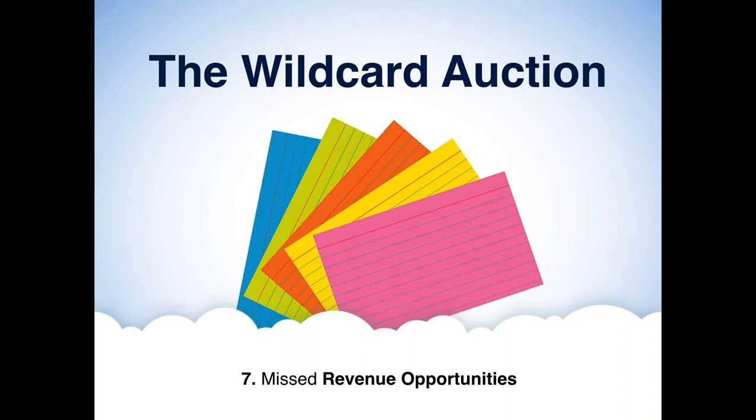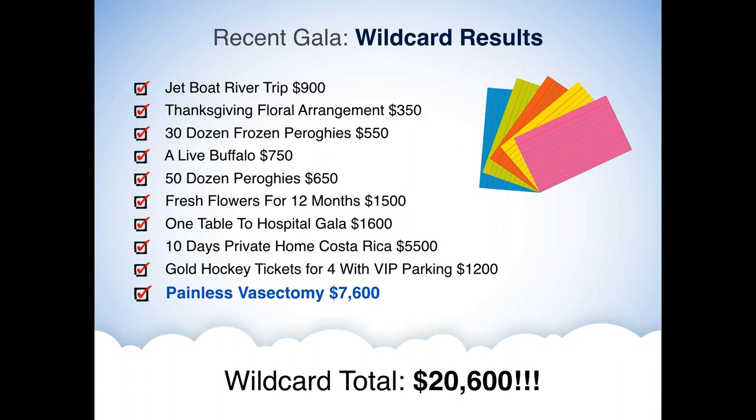So I'm going to show you a slide here of what I would call a typical wild card auction. This is one that we did recently, and you can see the items that were donated and the money that they generated. But look at the bottom one. The town doctor donated a painless vasectomy. And I thought, who is going to bid on that? And I actually took his card and I tossed it on the floor. I ignored it.